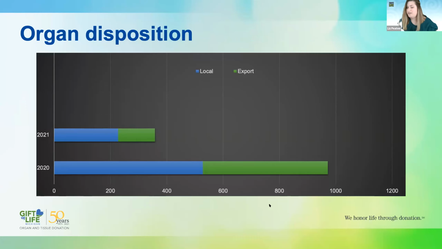And looking at our organ dispositions, a little bit different from our partners in Nevada, we keep 56% of our organs locally, and that was from 2020. And so far this year, 2021, we're seeing similar trends of about 59% of our organs staying locally.